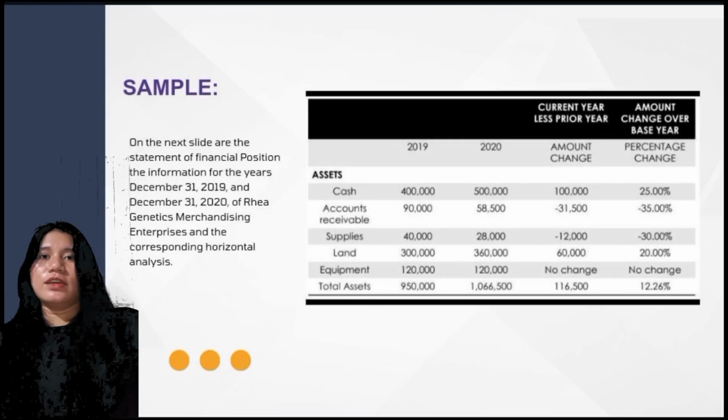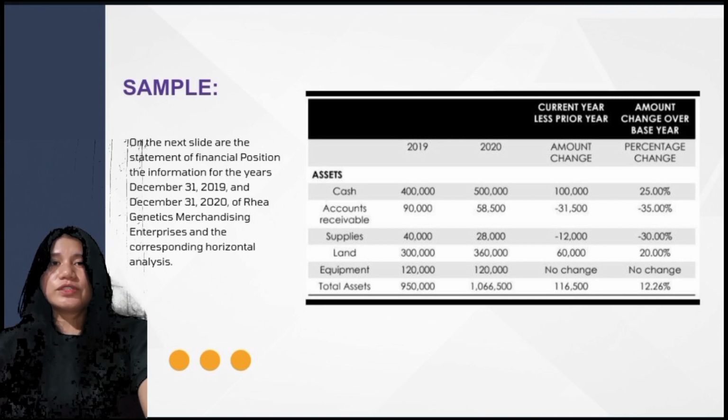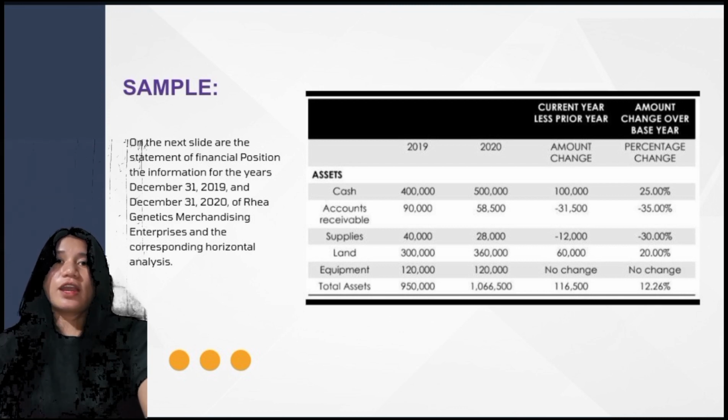In this slide is the statement of financial position for the years 2019 and 2020 of Rhea Genetics Merchandising Enterprises and the corresponding horizontal analysis. They have assets such as cash, accounts receivable, supplies, land, and equipment. In 2019, they have cash of 400,000, while in 2020, they have 500,000, and the amount change in the current year is an increase of 100,000, while the percentage change is 25%.